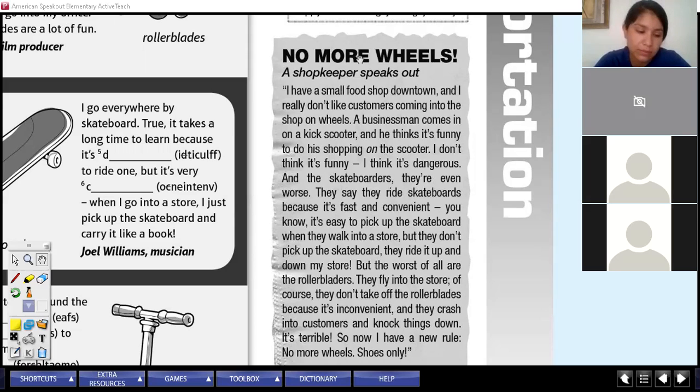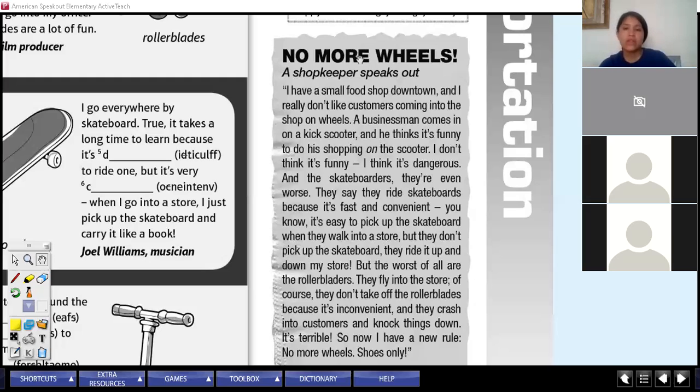I think it's dangerous. And the skateboarders, they are even worse. They say they ride skateboards because it's fast and convenient. You know, it's easy to pick up the skateboard when they walk into a store, but they don't pick up the skateboard. They ride it up and down my store. But the worst of all are the rollerbladers. They fly into the store, of course. They don't take off the rollerblades because it's inconvenient. And they crash into customers and knock things down. It's terrible. So now I have a new rule. No more wheels, shoes only.